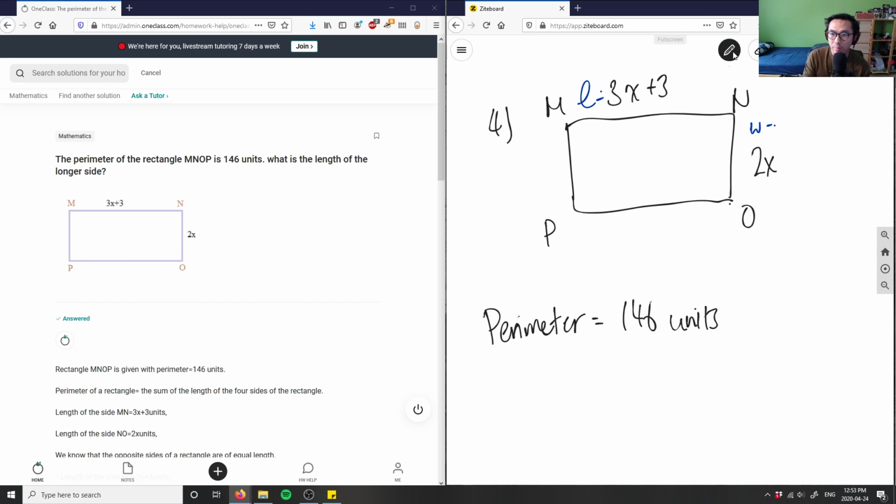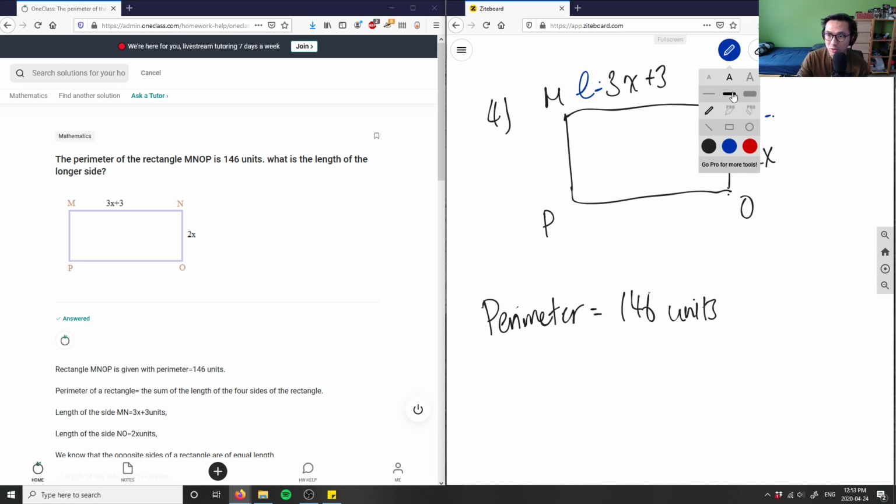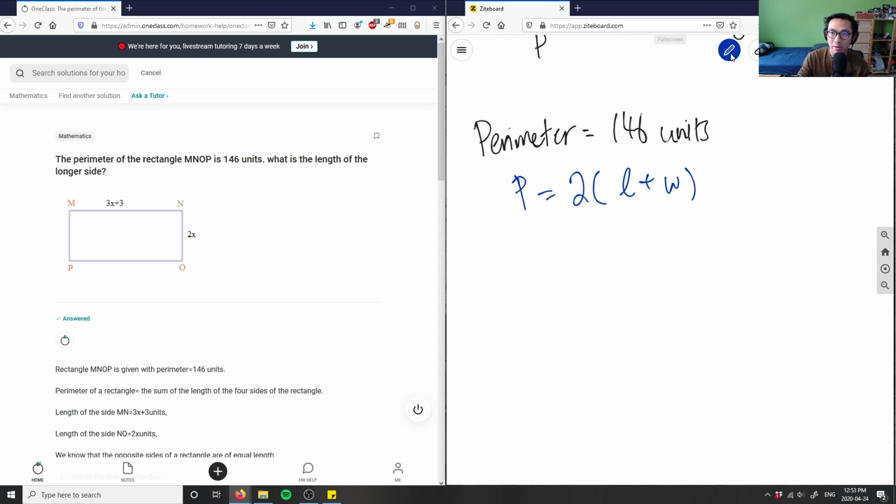So the perimeter is 146 meters, and I have the perimeter of a rectangle. So what is the perimeter of a rectangle? The formula for the perimeter of a rectangle is P equals 2 times L plus W. And what we can do is substitute these variables as length and width, right? So P would equal 2 times length. Length is 3x plus 3, not W. 3x plus 3 plus, and width here is 2x, right? So we have 2 times 3x plus 3 plus 2x here.